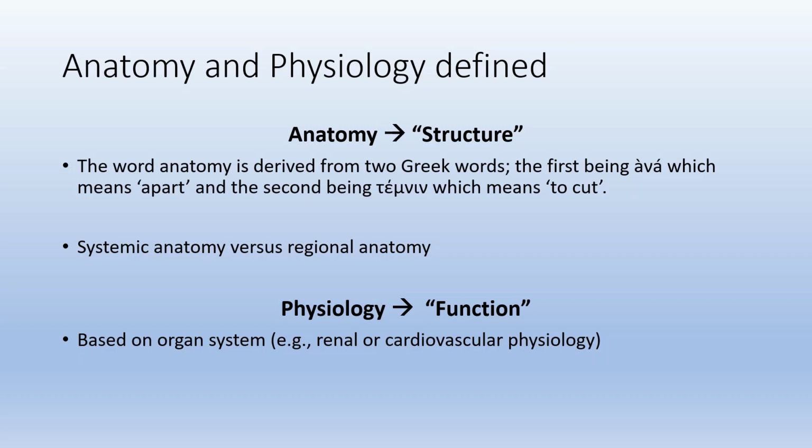To study physiology, we just name that area of physiology based on the organ system. So if you are looking at the urinary system, you're looking at the kidneys, the ureters, the urinary bladder. That would be categorized as renal physiology.